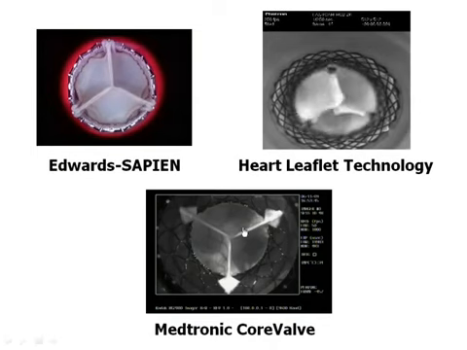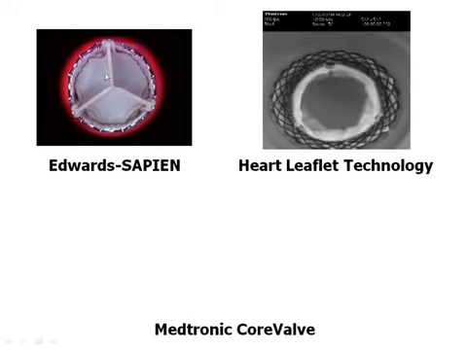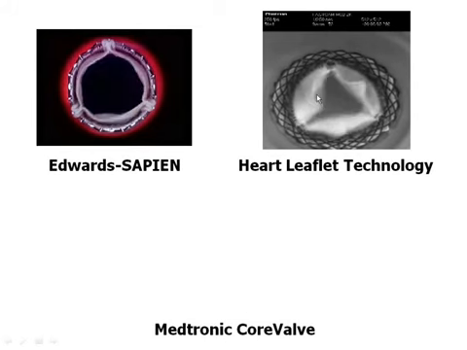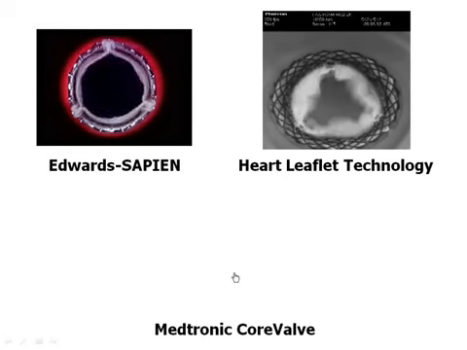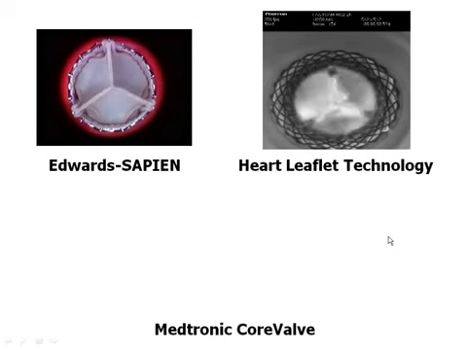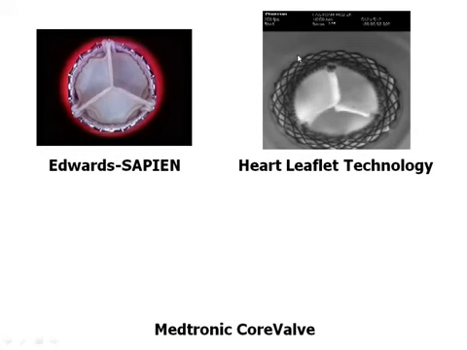So these are various valves put in pulse duplicators. You have the Edwards device on the top left. You have the heart leaflet technology on the top right. And the Medtronic CoreValve is not functioning. Okay, we move on. So that's how the valve would be functioning in a pulse duplicator.